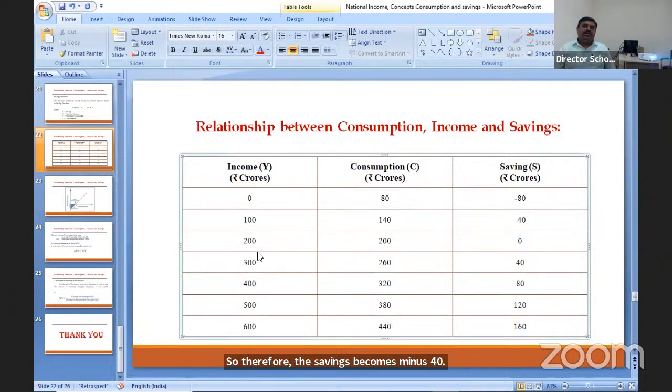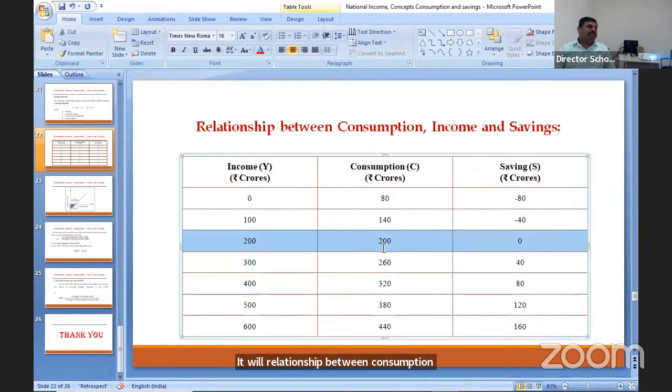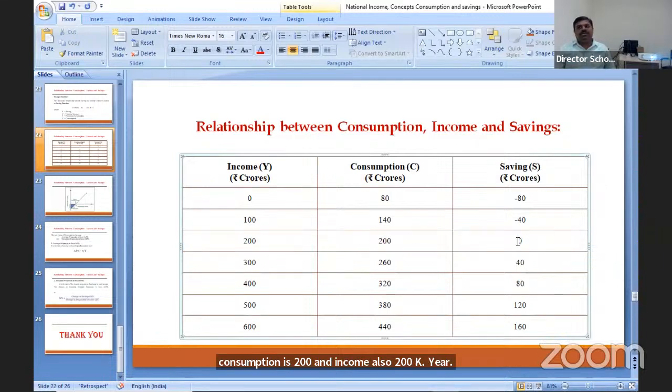Then here there is an equal relationship between consumption and income. The consumption is 200 and income is also 200 crore rupees. Here, therefore, the savings are zero.